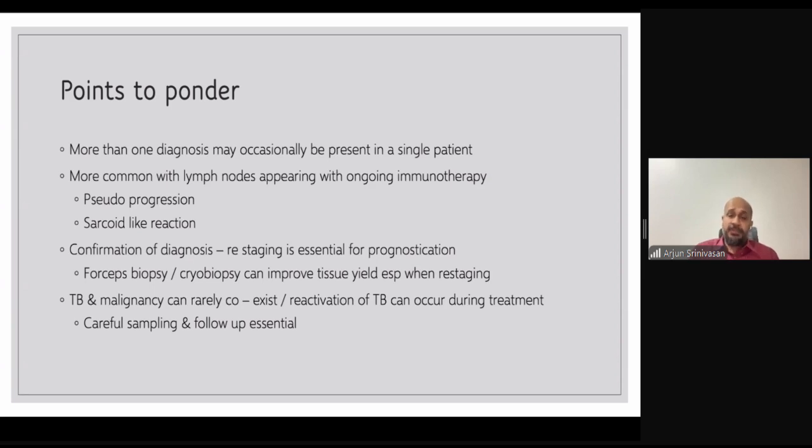Here, either a forceps biopsy or a cryobiopsy scores over a TBNA because the tissue yield is better. And we know historically from EBUS TBNA data that EBUS TBNA, when it is used for restaging, has a yield of 60 odd percent only, as against 90%, which you will see with the initial staging. This is because of the extensive fibrosis that happens with both chemotherapy as well as immunotherapy. TB and malignancy can also rarely coexist, or a reactivation of TB can occur during the treatment because the patient becomes immunocompromised during treatment. Careful sampling, and sometimes a follow-up, is essential.